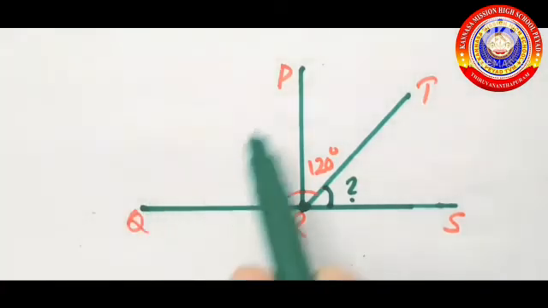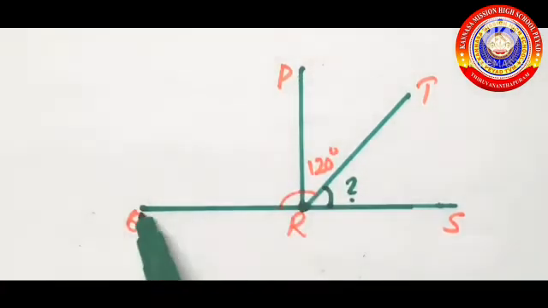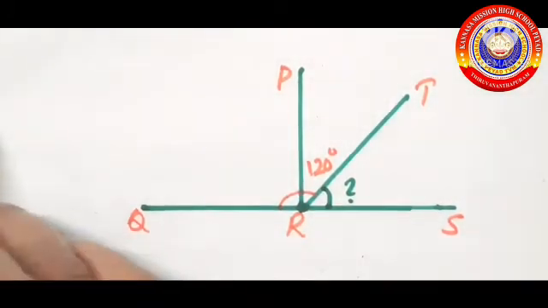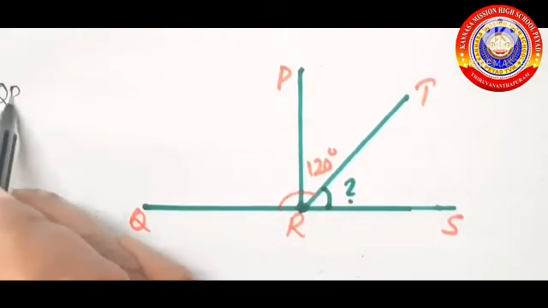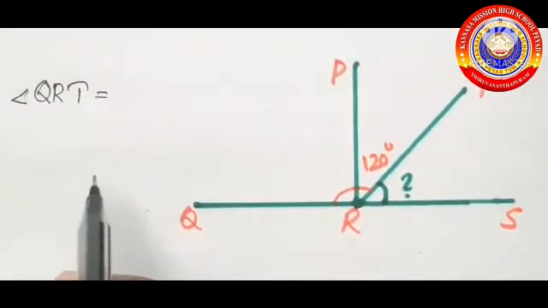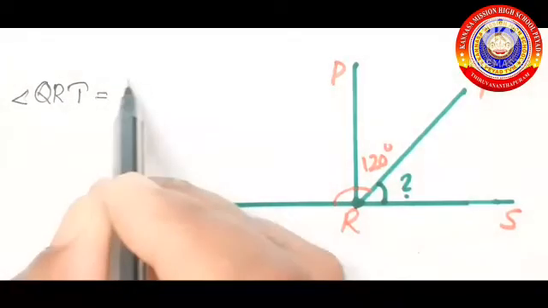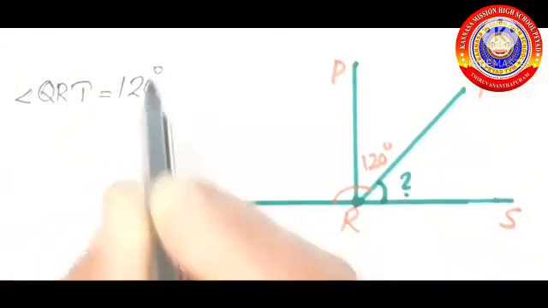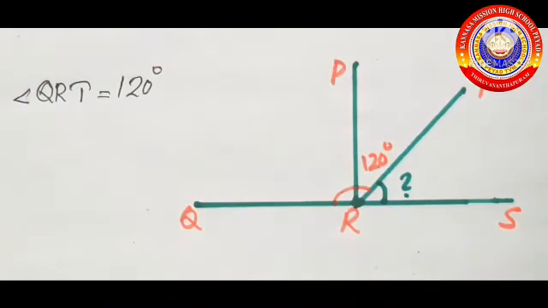Next, we have to do one more example. In the figure, angle QRT is equal to 120 degrees and angle QRP is equal to 90 degrees. We have to find angle TRS.